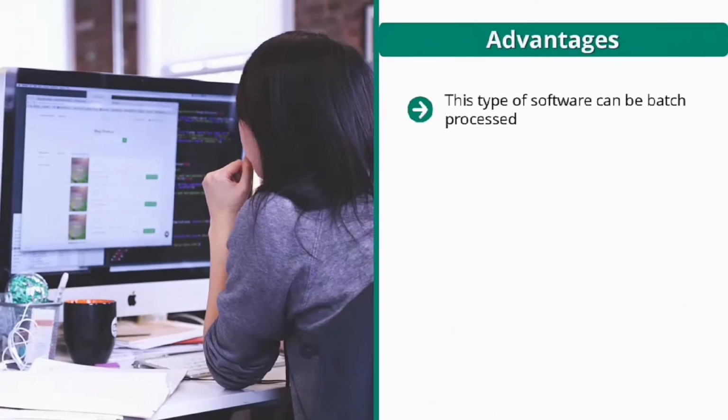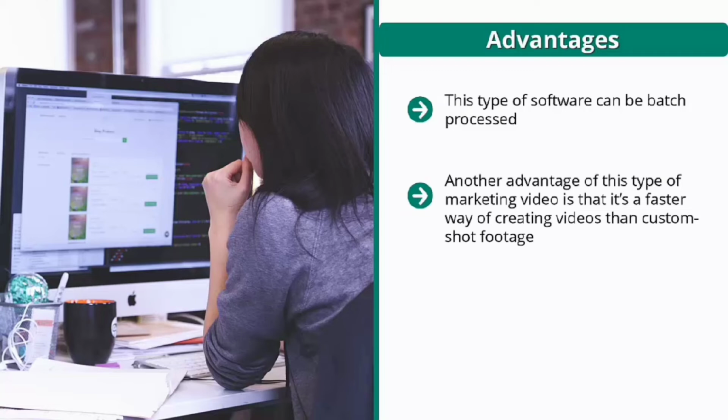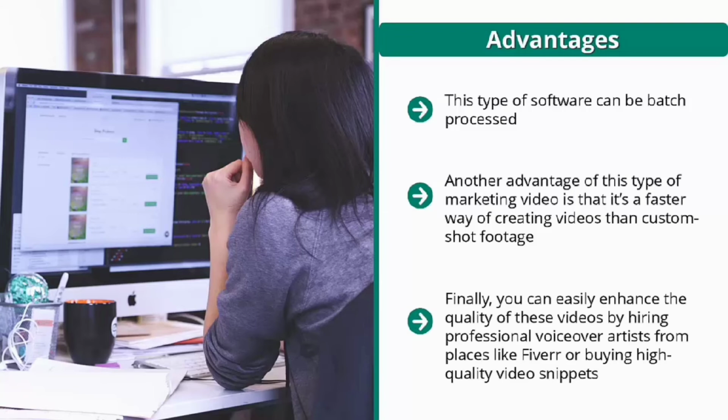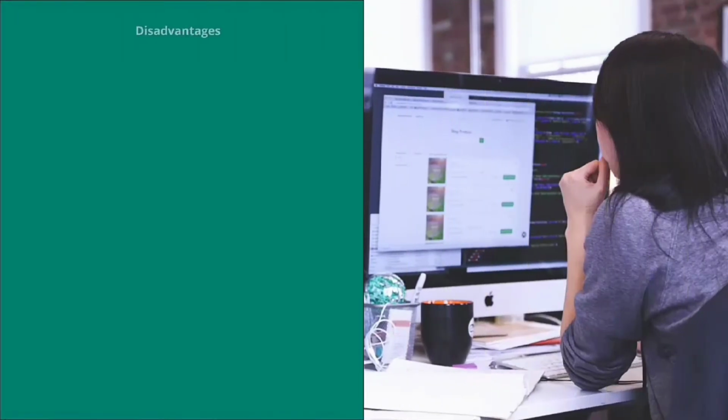Advantages. This type of software can be batch processed. You can repeat it many times over. You can keep using the same audio, but play around with the different pictures and video snippets. Or you can use the same pictures, but play around with different audio. The problem is the more you repeat, the lower the quality. Another advantage of this type of marketing video is that it's a faster way of creating videos than custom shot footage. Finally, you can easily enhance the quality of these videos by hiring professional voiceover artists from places like Fiverr or buying high-quality video snippets.